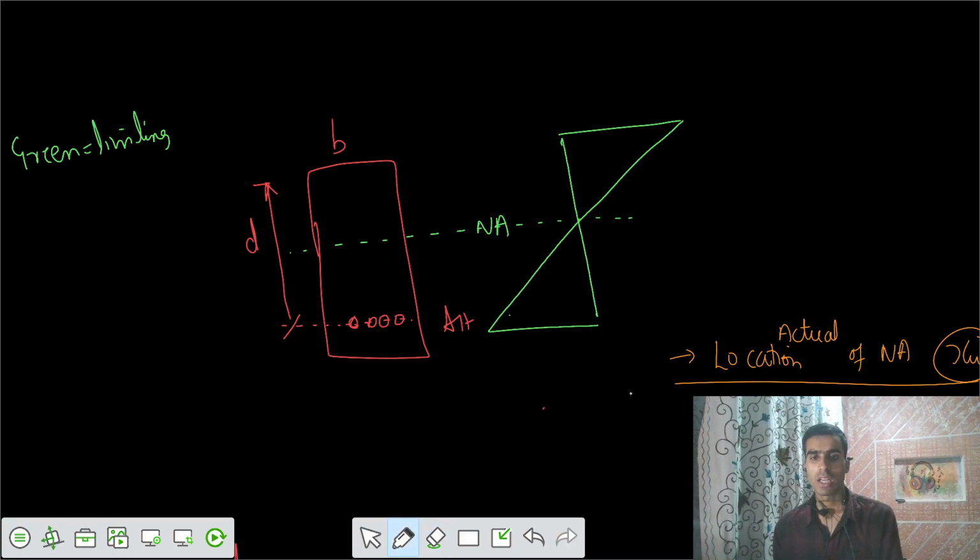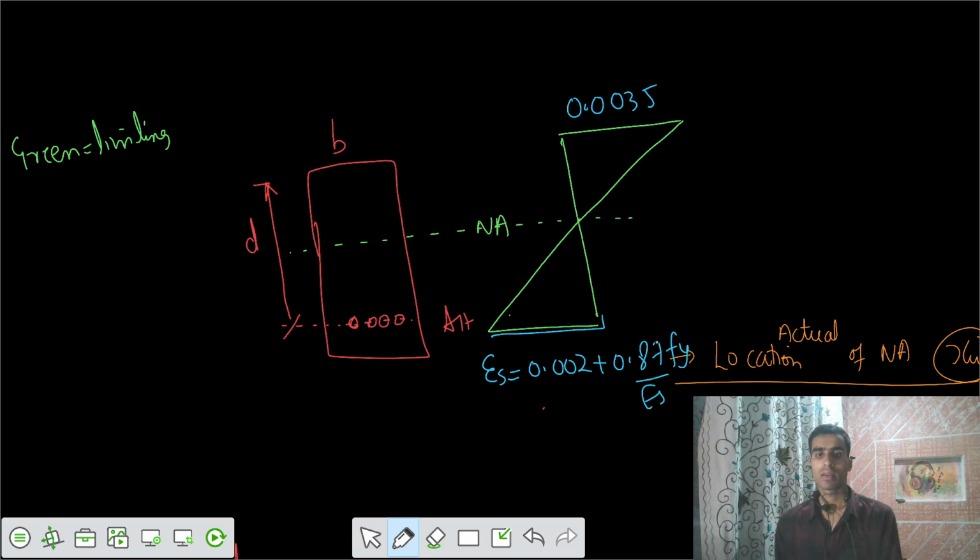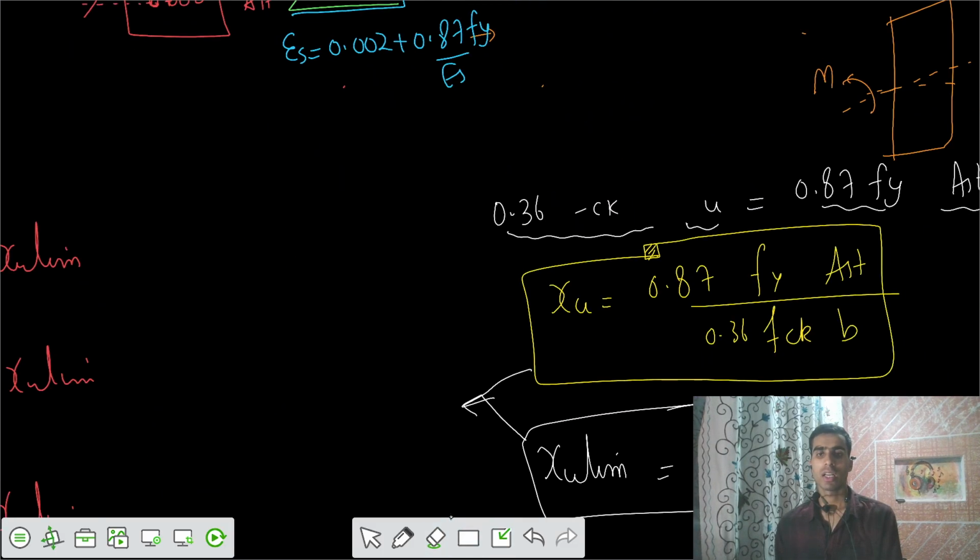For the limiting condition, at this location, from the top side we have a strain of 0.0035, and from the bottom side the strain should not be greater than a particular value. The strain in the steel should be equal to 0.002 plus 0.87 fy by Es. This is what we call the limiting condition.